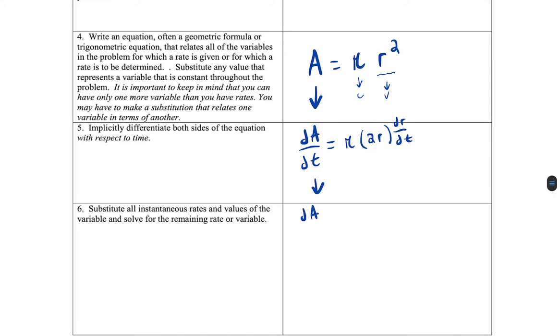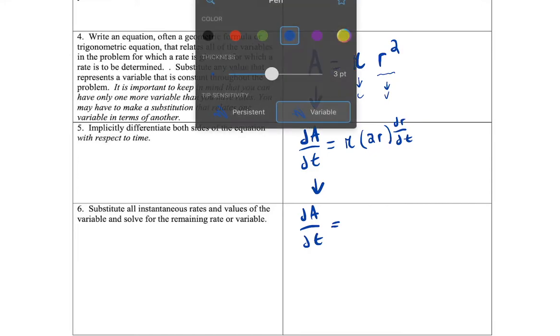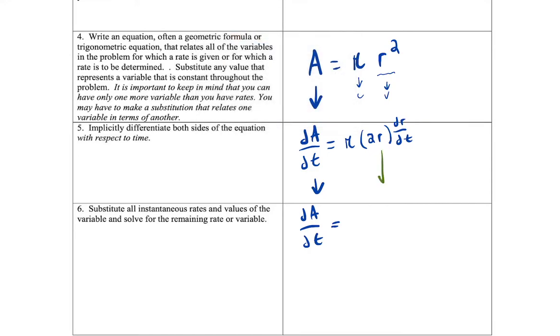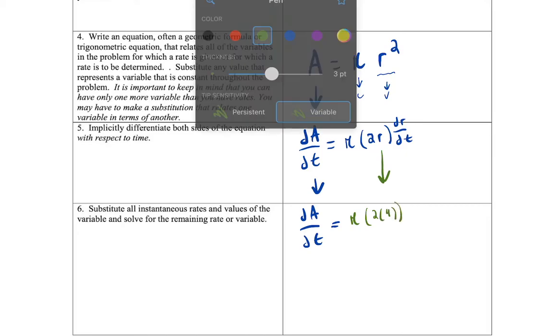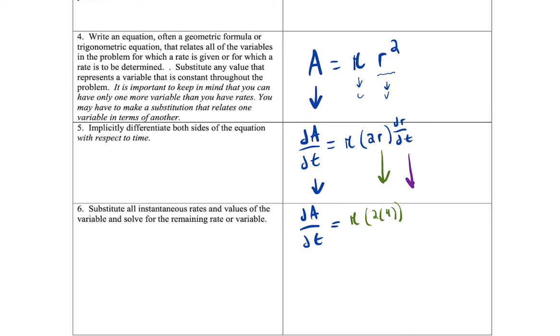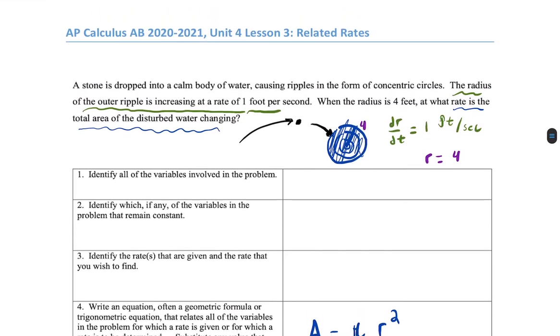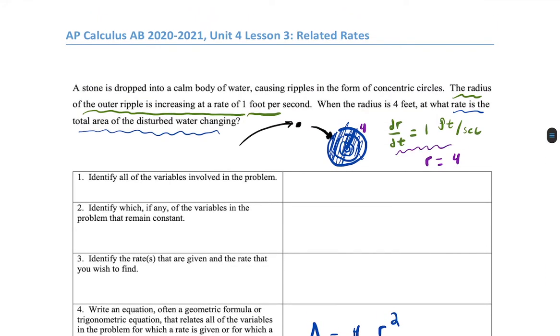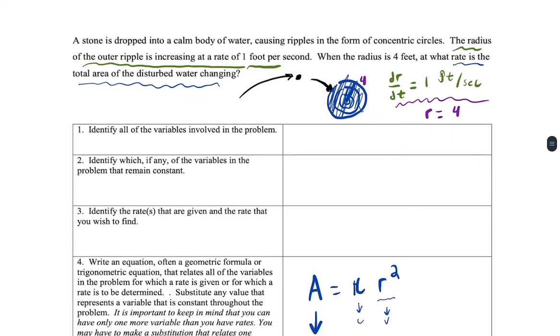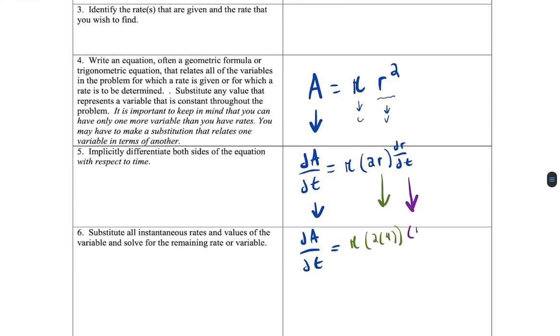dA/dt is what we wanted to know. The radius, we do know. We know it is 4. So we have pi times 2 times the radius of 4. The whole key here is, as long as you know one of these, either how fast the area is changing or how fast the radius is changing, you can figure this out. The radius is changing at a rate of 1 foot per second.